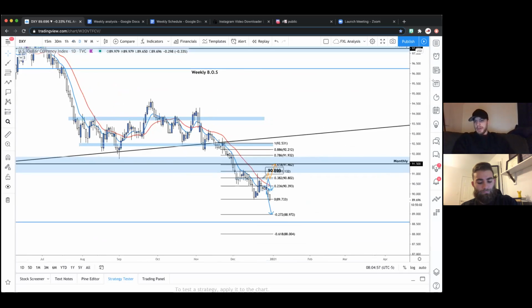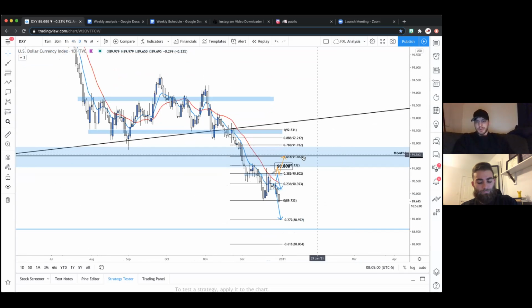But I do want to bring your attention to this monthly zone, as this was a significant level of support that was recently broken, and price action moved through it, gave us some lower highs, and now is in this lower range below this monthly and above this support at 88.6. What is it? 88.5, 88.6, yeah.